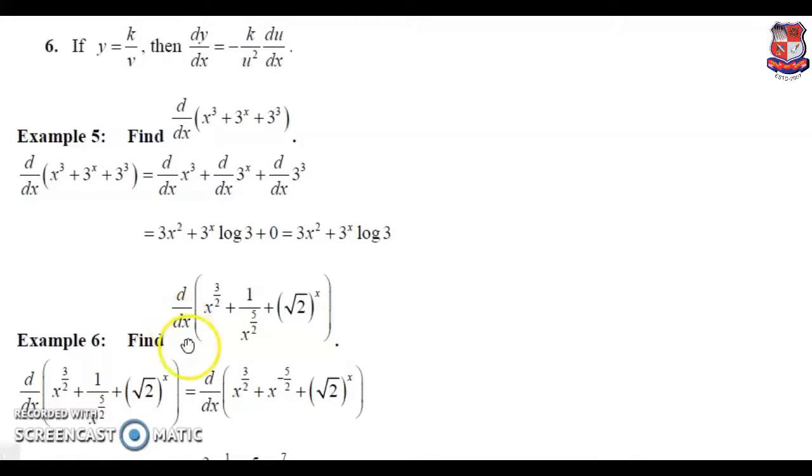So our final answer is 3x square plus 3 raised to x into log 3. Example number 6: find d by dx of x raised to 3 by 2 plus 1 upon x raised to 5 by 2 plus square root of 2 raised to x.